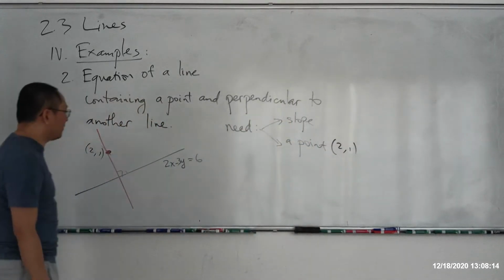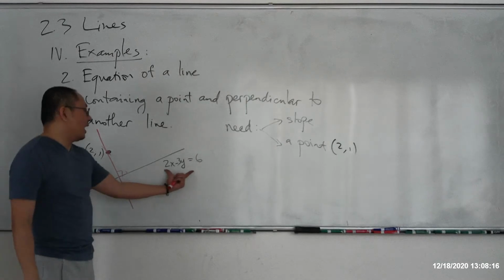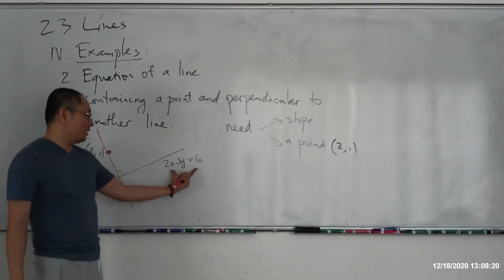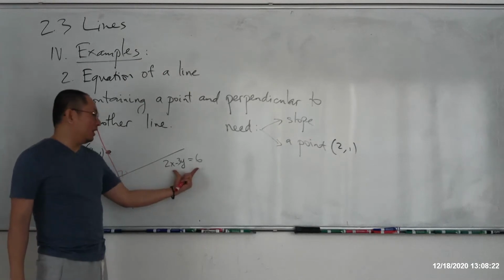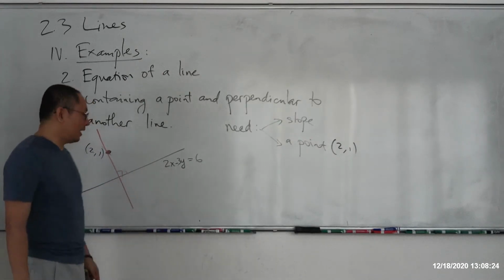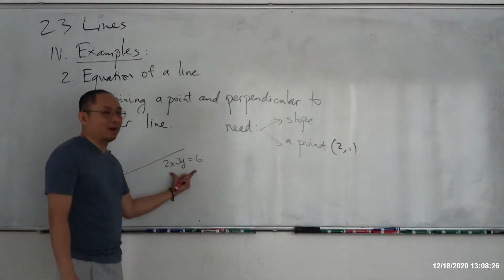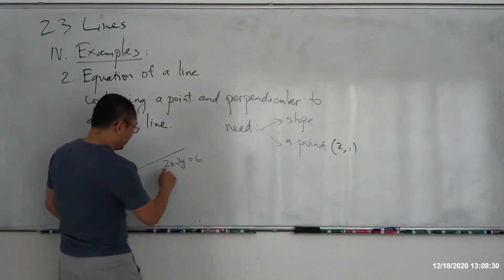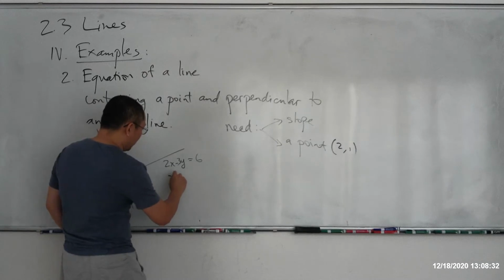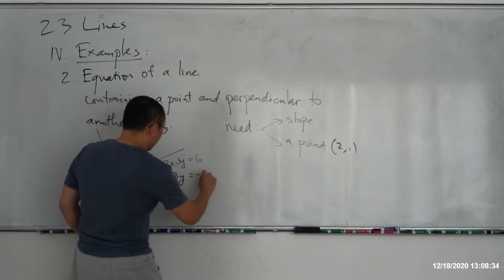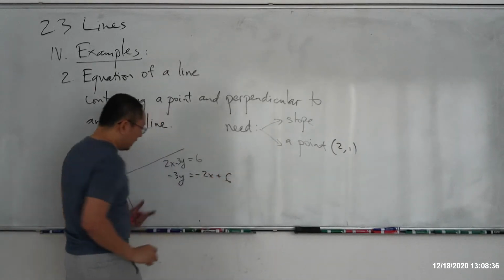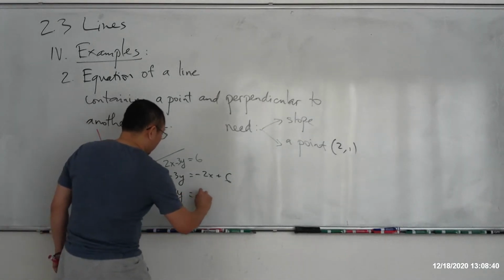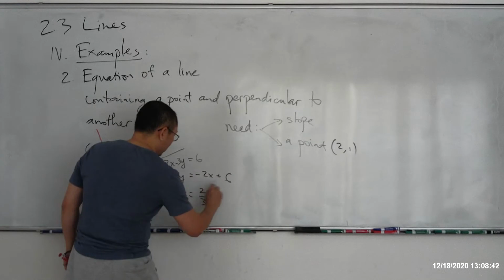Now the tricky part is to find a slope. I have a line right here, but I don't even know the slope of that black line, because the equation for this line is given in the general form, okay? So I have to somehow modify my general form to get the slope out of it. Okay, let's solve for this. Subtract the 2x on both sides, so I got negative 3y equal to negative 2x plus 6. I'm going to divide both sides by negative 3. I got y equal to 2 over 3 x minus 2.